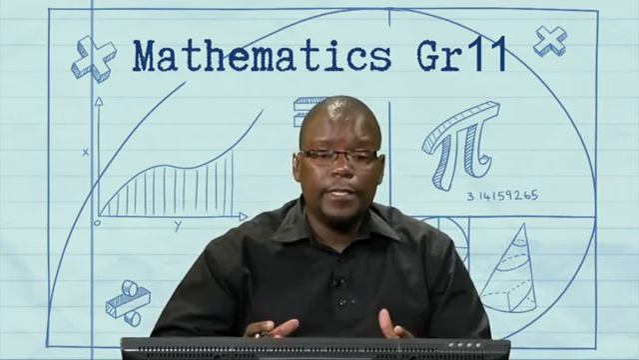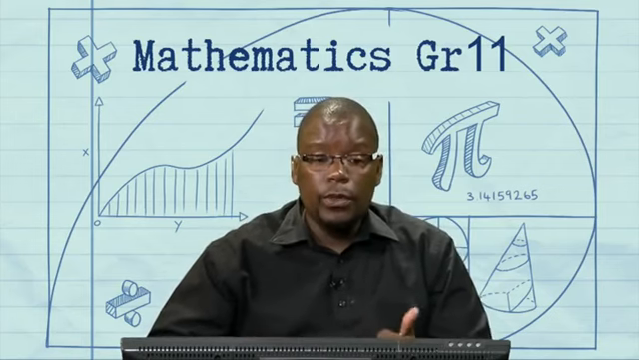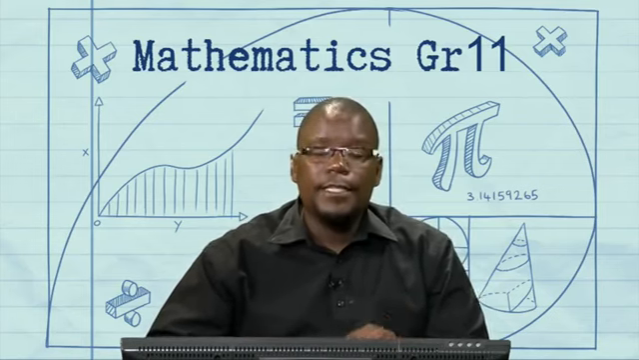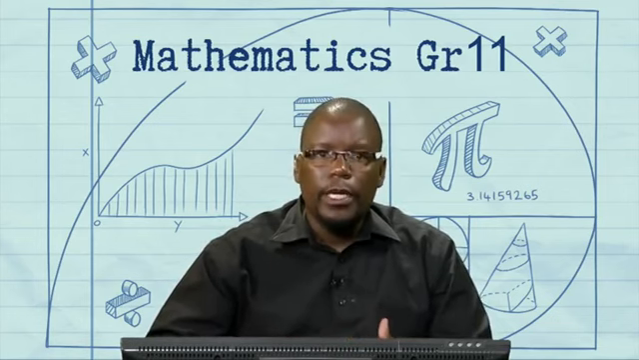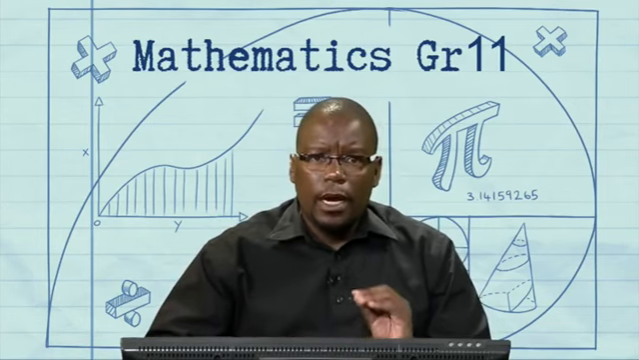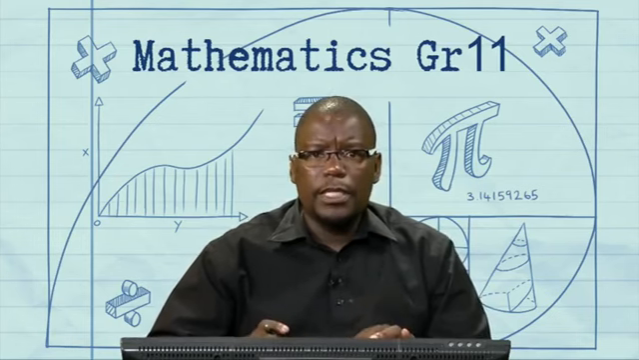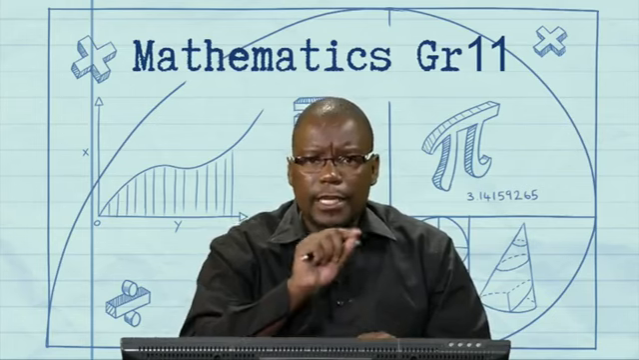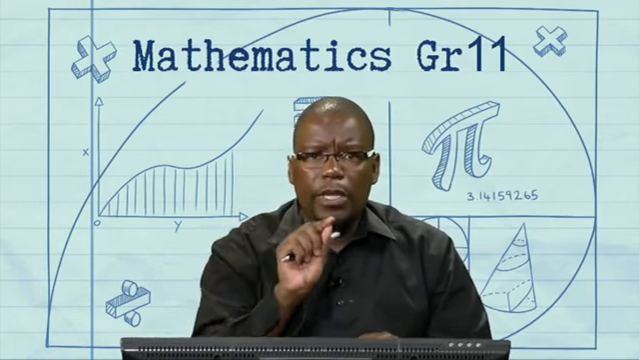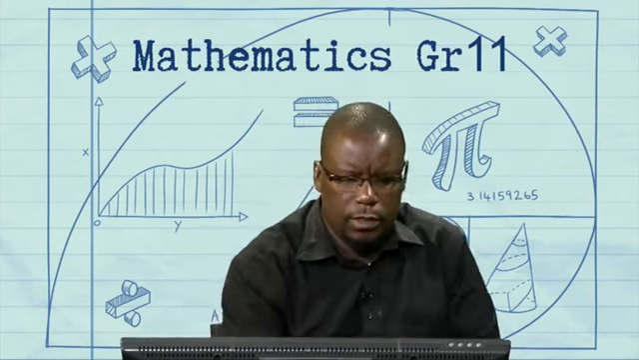Well done, grade 11s. We now proceed to saying without solving for x, determine the nature of roots. Okay, now remember what we said. How do we tell about the nature of roots? We use the discriminant, and your discriminant is that under the square root, okay? So the b squared minus 4ac. Okay, let's go and do it.